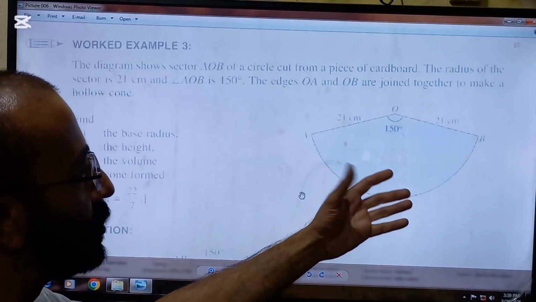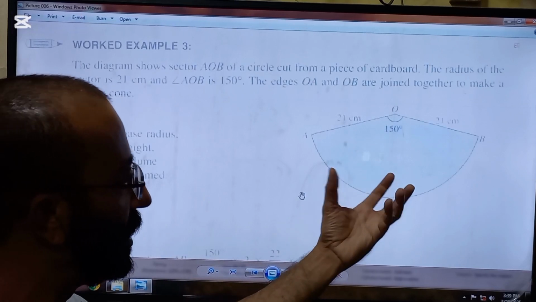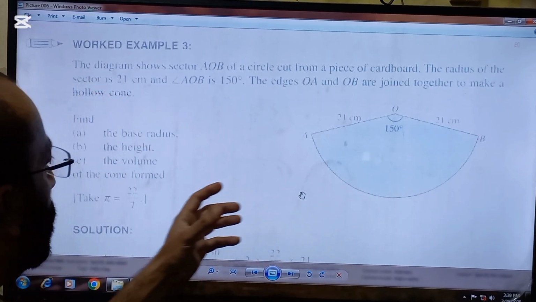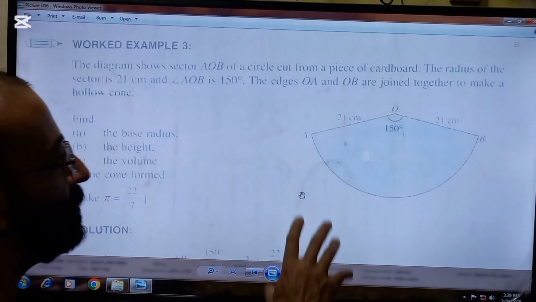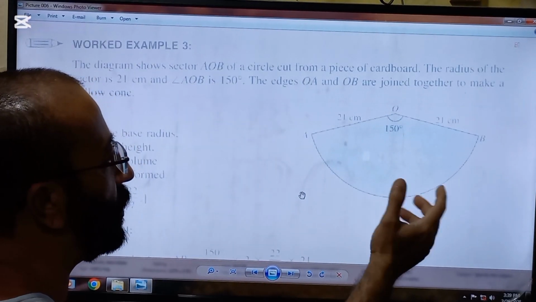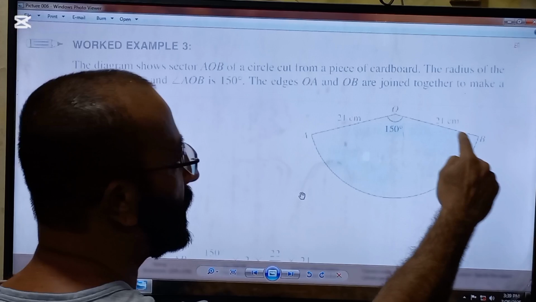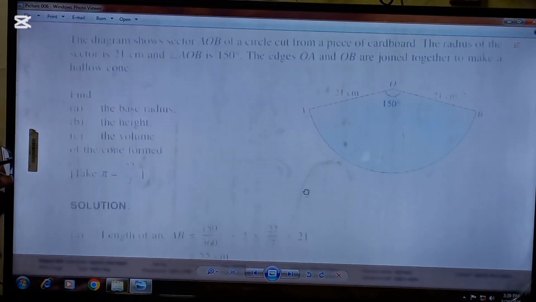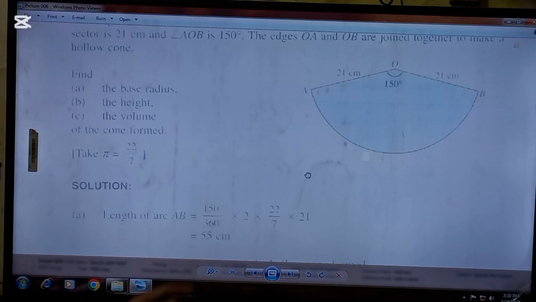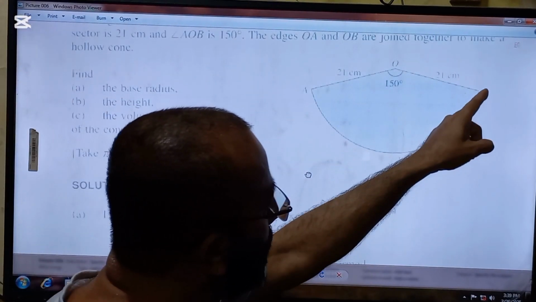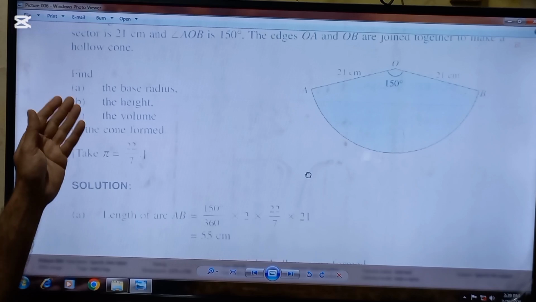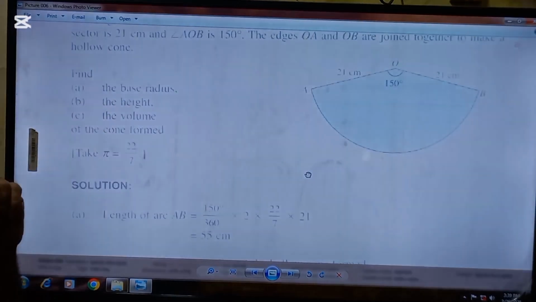So this paper is going to be made in the shape of a cone. So ultimately, this paper will be formed in the shape of the cone. This thing will become the slanting height of the cone, that will be L, and this thing will become the circular base of the cone. So requirement is the base radius.